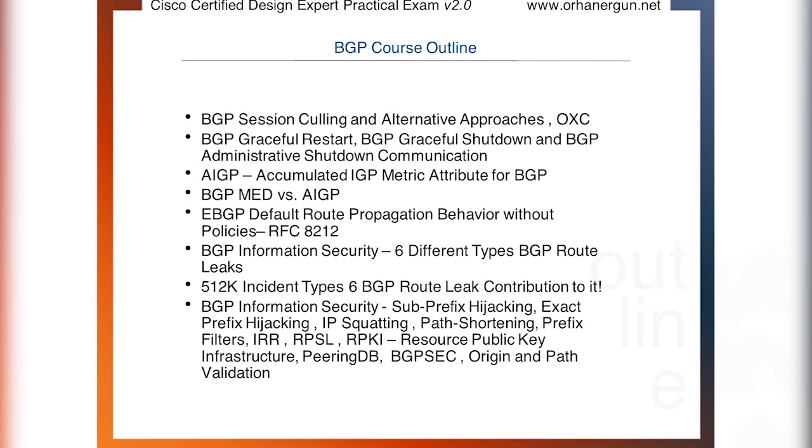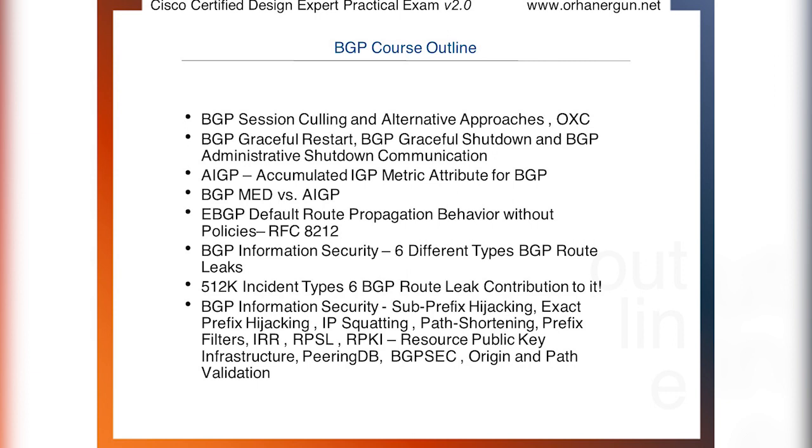So AIGP, accumulated IGP metric: why it is used, and what the use case for that is. We will compare it after that with BGP MED. After that point, we are starting mainly security and BGP. So BGP security, we can say.